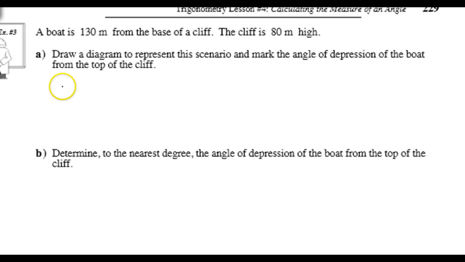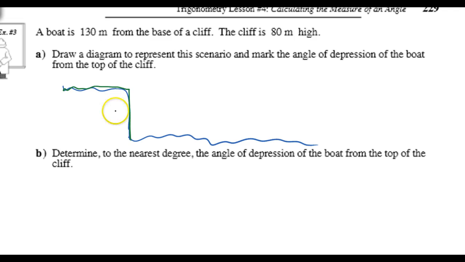So here's our cliff, and then we have some water here. I can do the cliff in green maybe just to signal the cliff there. Okay, the cliff is 80 meters high. Let me go ahead and mark that. 80 meters high, and the boat, oh, we don't have a boat yet. Let's make a boat here. There's a boat, with its sail there. And the boat is 130 meters from the base of the cliff, so this is 130 meters here.